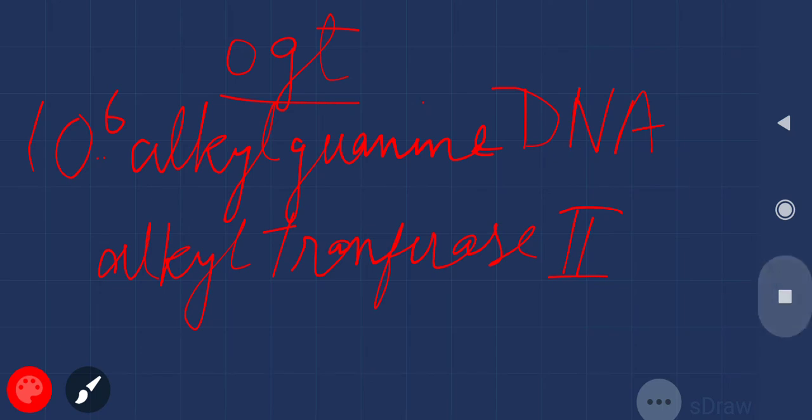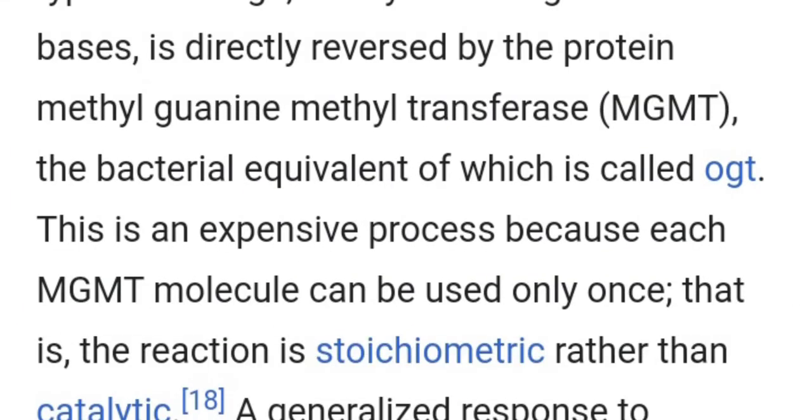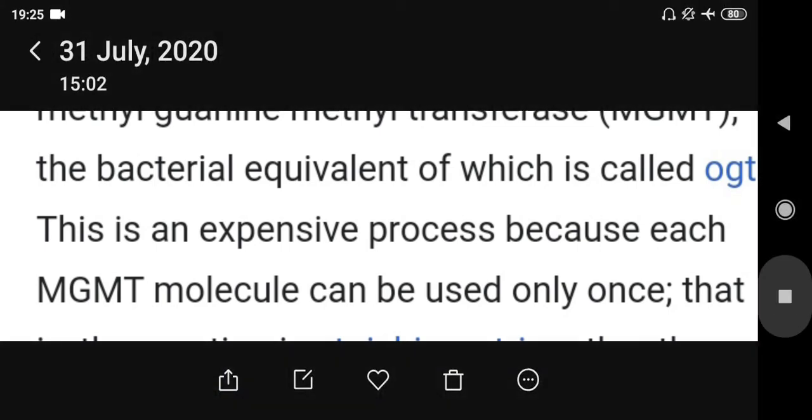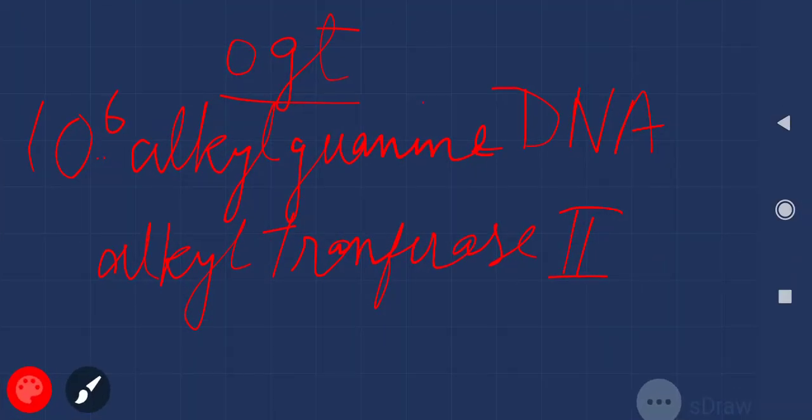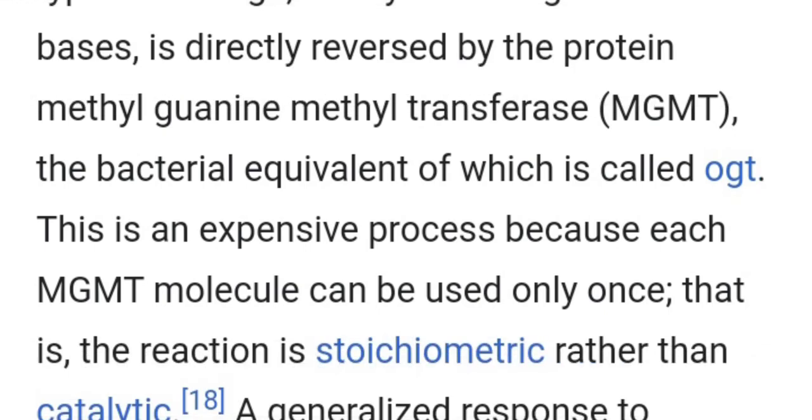And it is saying here that MGMT, methyl guanine methyl transferase, is equivalent to the bacterial enzyme called OGT, O6 alkyl guanine DNA alkyl transferase, the same enzyme. The function of MGMT is similar to OGT.